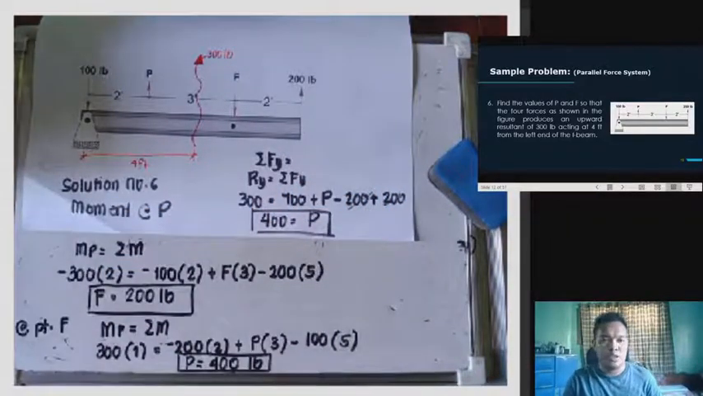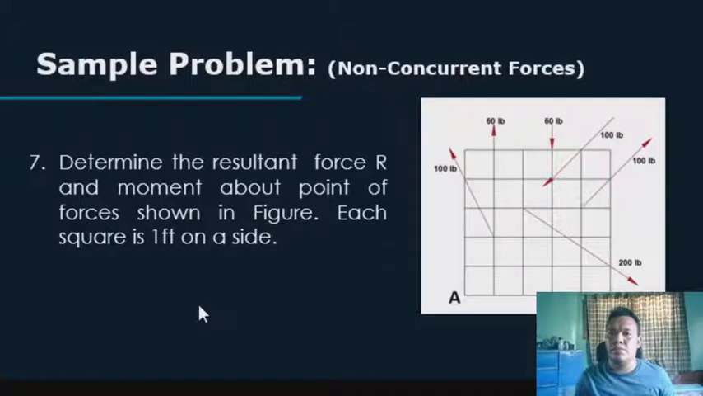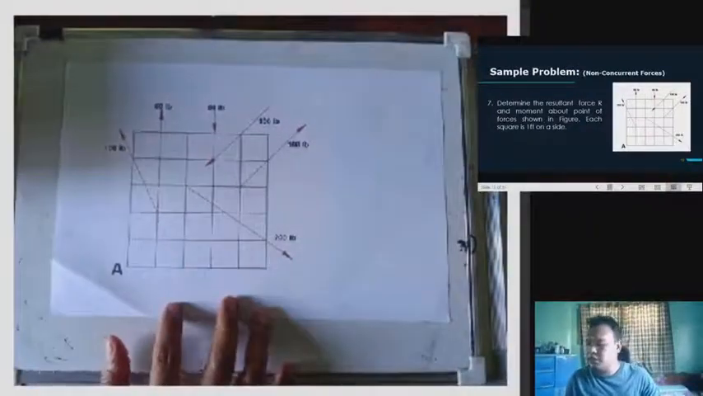Okay, so let's proceed again to another problem. So last problem yan para kay parallel force system, no? So we have here a problem of non-concurrent force system. Okay, so determine the resultant force R and the moment about point A siguro yan, point A of the force shown in figure. Each square is 1 foot on a side. Okay? So we have here this figure.